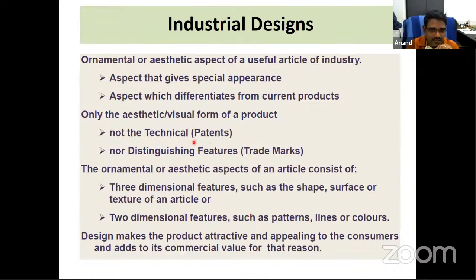So it is distinctly different from a patent or a trademark because it has to appeal to the aesthetics of the product. The ornamental or aesthetic aspects of an article consists of three-dimensional features such as the shape, surface, or texture of an article, or two-dimensional features such as patterns, lines, or colors. Any of these can be considered as an industrial design. Design makes the product attractive and appealing to the consumers and adds to its commercial value for that reason. And that is the reason why I want to again bring it under an IPR law, because I do not want somebody to take over my design and claim profit out of it.